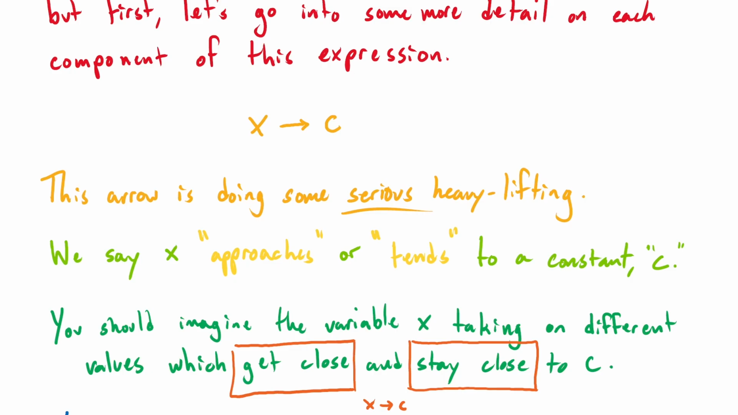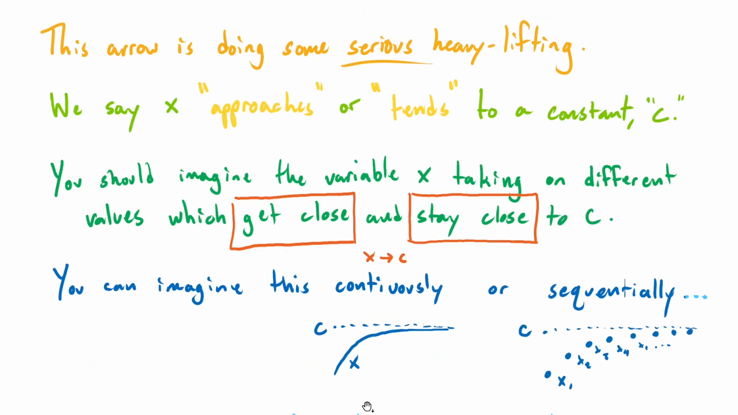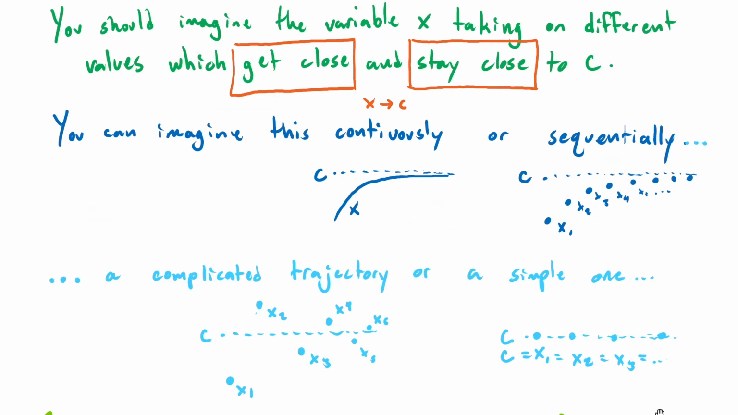And what you should imagine is that this variable is taking on values which get closer and closer to c, and they don't wander away from it either. They go towards c, and they stay close to c. Now, what your imagination does with those values is kind of up to you. You could imagine a continuous trajectory, x traveling towards c in a line or a curve. You could imagine it sequentially. You could pick some values for x and imagine that they become closer and closer to c as you count up discretely. And while we're just imagining things, this could be a complicated trajectory or a simple one.